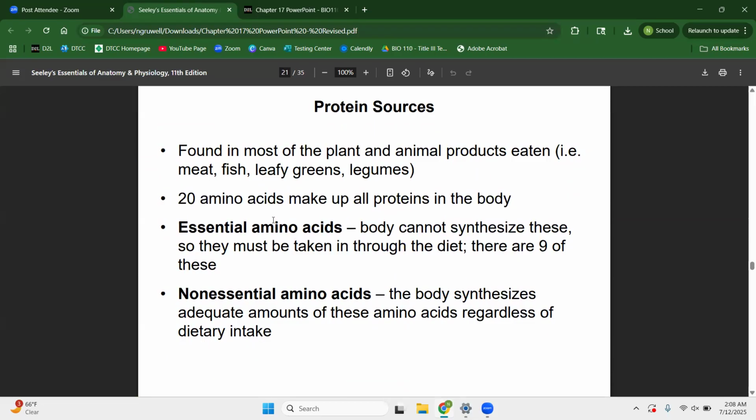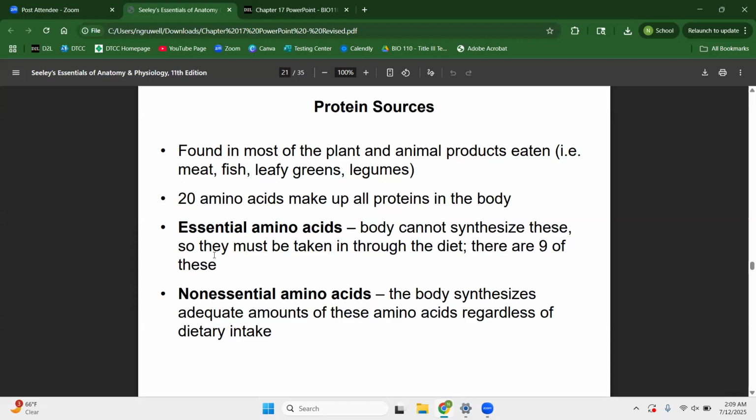There's 20 amino acids that make up all the different proteins in the body. And so here we see our essential and non-essential designation again. So same exact definition as we touched on in the very beginning. So essential means our body either isn't making these or isn't making enough. So there's 9 essential amino acids. We have to eat these in our diet to have enough.